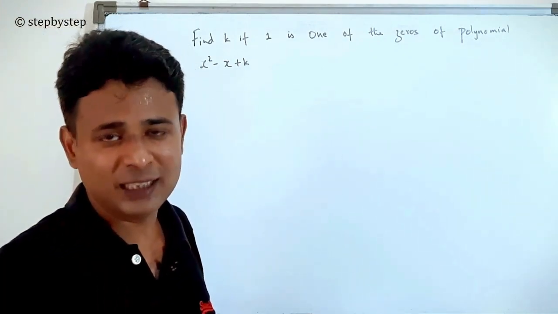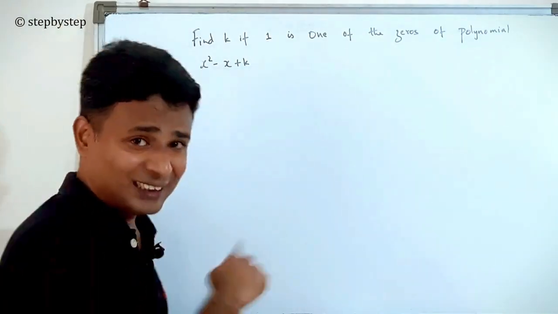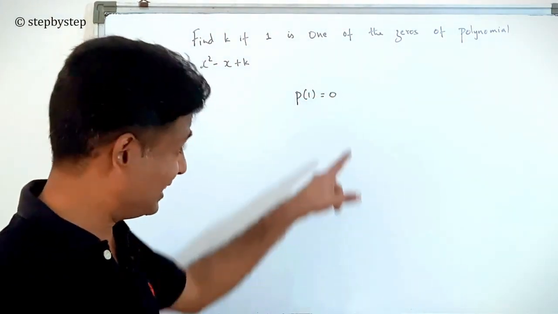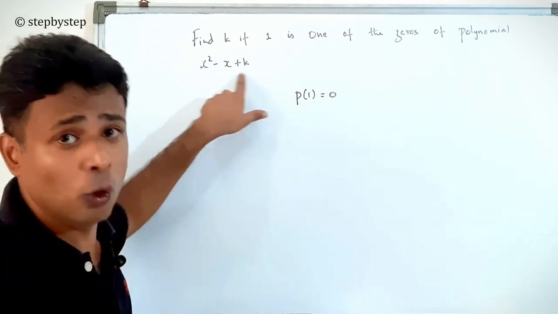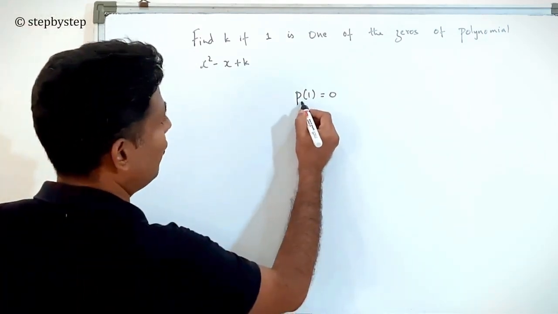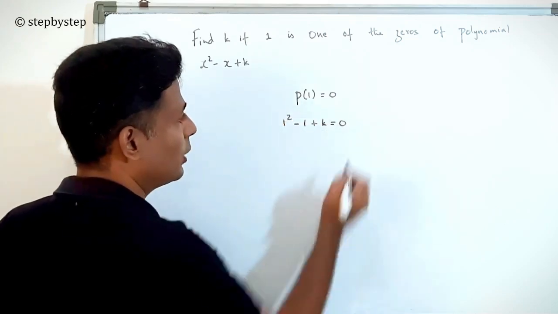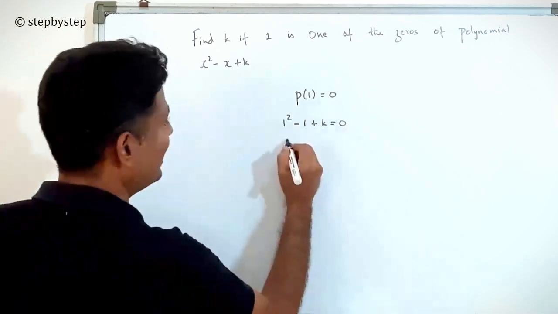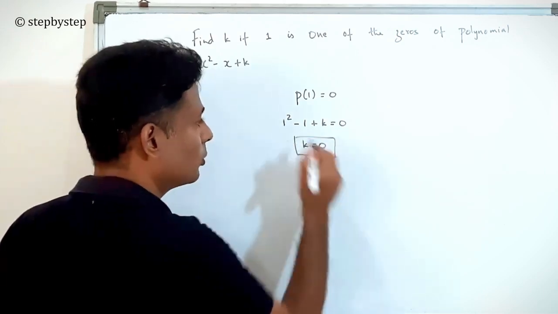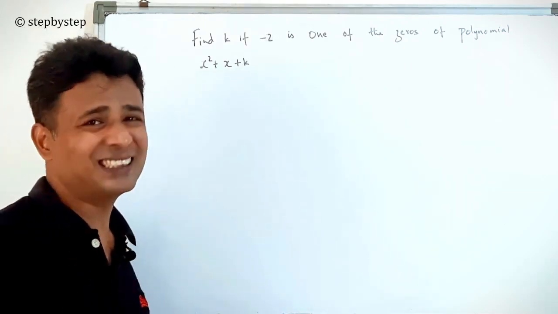Now see, there is one unknown, that is k, which means we need one equation. So how do we get it? They have told 1 is a zero of this polynomial, which means P of 1 will be equal to 0. What does this mean? When I put 1 instead of x, this whole thing should become equal to 0. Why? Because they have told you that it is a zero. So I'll find P of 1. So it becomes 1 square minus 1 plus k equal to 0. Right? Now 1 square is 1 itself. 1 minus 1, 0. So we get k equal to 0. So what is the value of k? 0.